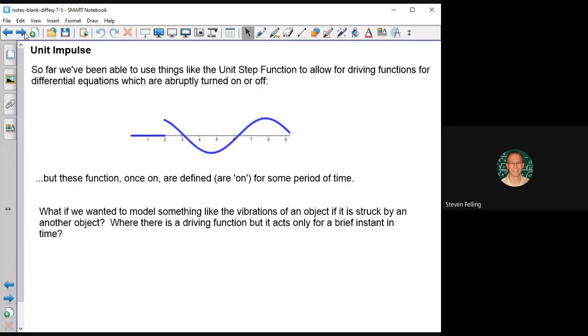We're going to talk about the idea of a unit impulse. So far, we've been able to model driving functions for systems using the unit step function, which would allow us to, for example, turn on a driving function at time t equals 2. But once the function is on, it exerts its force for some definite period of time, right? But what if we wanted to model what happens with the vibrations of an object if it's struck by another object? There's a driving function, but it only applies its force for an infinitesimally small period of time. How would we deal with that?